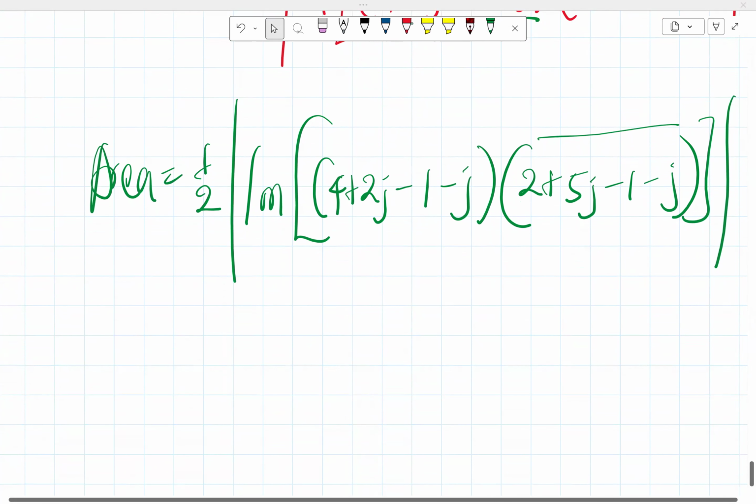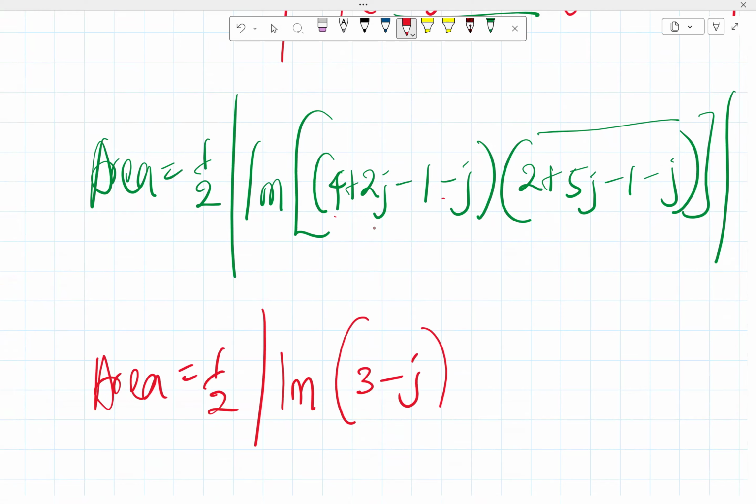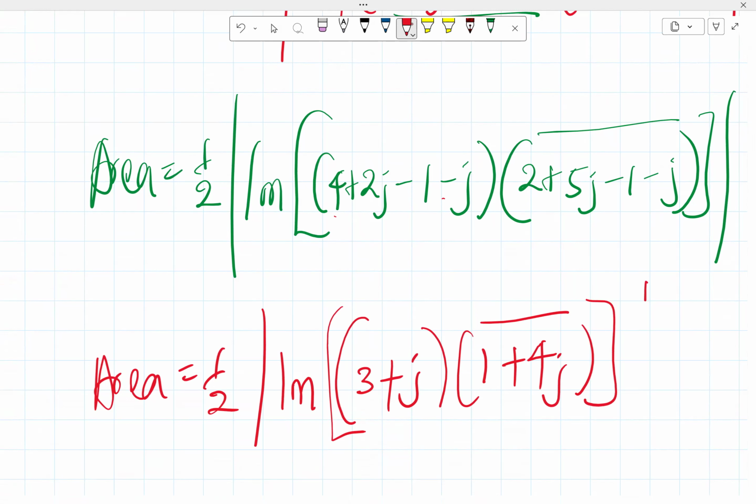So in that case, I have the area to be 1 over 2 into the imaginary part. Let's tidy things up. 4 minus 1 is 3. 2j minus j is j. Then here, 2 minus 1 is 1, and 5j minus j is 4j. So the first factor is 3 plus j, and the second is 1 plus 4j, with the conjugate.